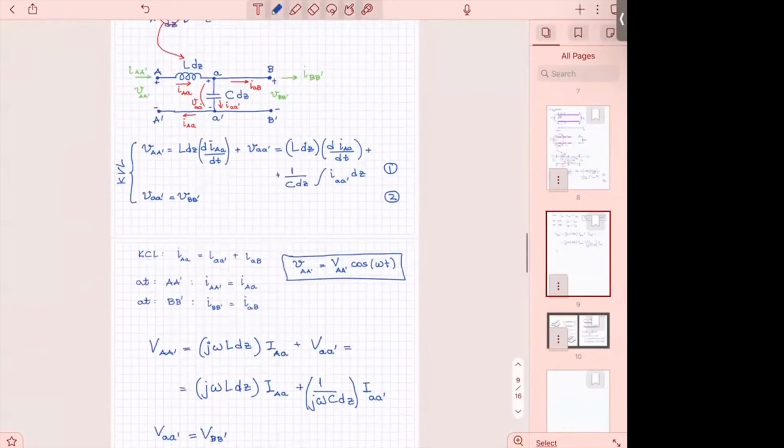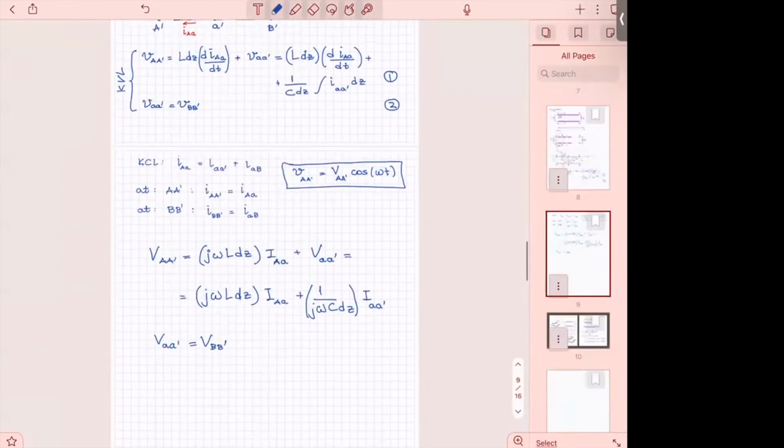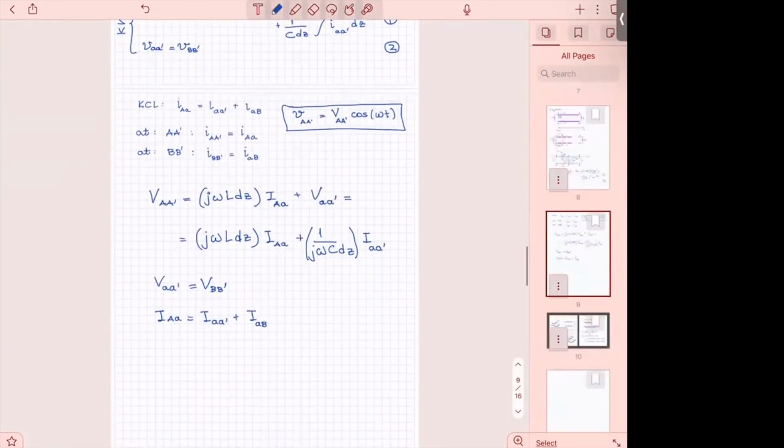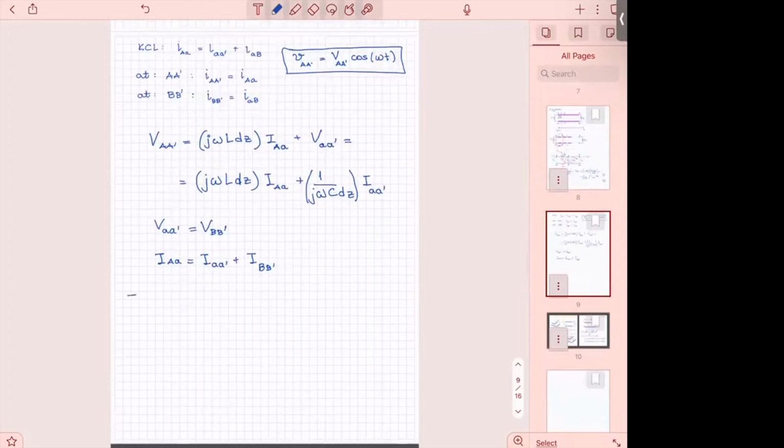And we have that also from KCL, all right, that I_A equals I_A prime plus I_AB, which is, however, nothing else but I_BB prime. So I will write it here, I_BB prime. So why is this important? Because now I have changed my equations to be all at the port equation.